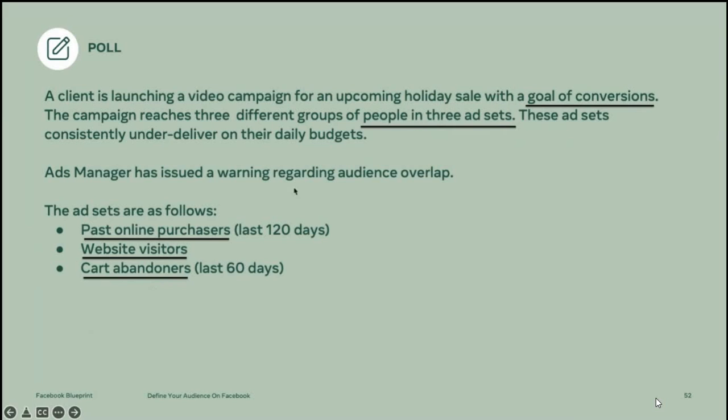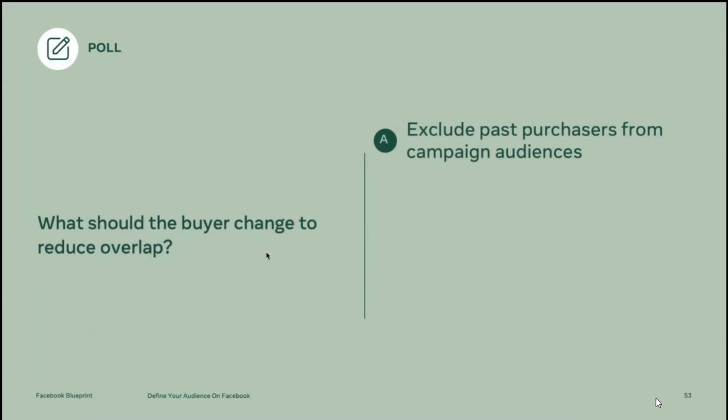Past purchasers are in the last 120 days, and cart abandoners in the last 60 days. So there will be some common users over here also. That will take care if you exclude past purchases. That's why I said exclude past purchases from your campaign. But if you can exclude cart abandoners also, that's a good strategy. But for this question, this option is the right one. Okay.